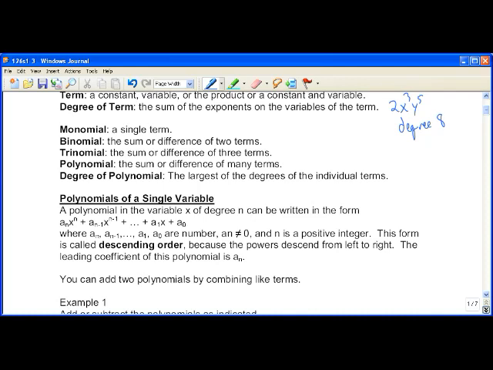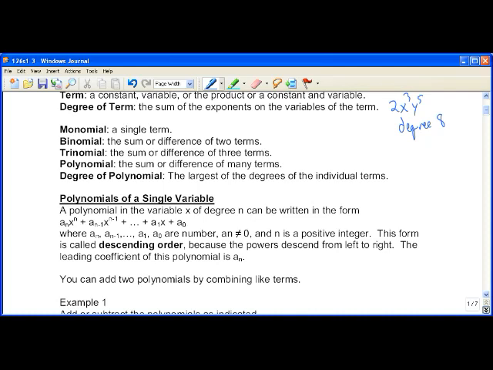Now the a's are numbers. These are just numbers. You're not going to see two variables together. The variable is the x. The reason it says a sub n, that means it's the coefficient that goes with x to the n power. A sub n minus 1 is the coefficient that goes with x to the n minus 1 power, and so on. So this form is called descending order because the powers are going down as we go along.